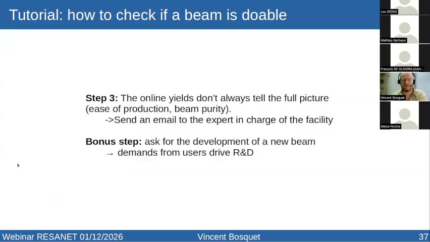And the last step of this tutorial, once you've checked everything that you could do on your own, you could contact the expert in charge of the facility to have more information. Because sometimes online, you won't get access to information like beam purity or the ease of production, or if the beam is still doable to this day. And the bonus step would be to ask for the development of a new beam that has never been done before, because this is this kind of demand from the user that drives research and development in ISOL facilities.